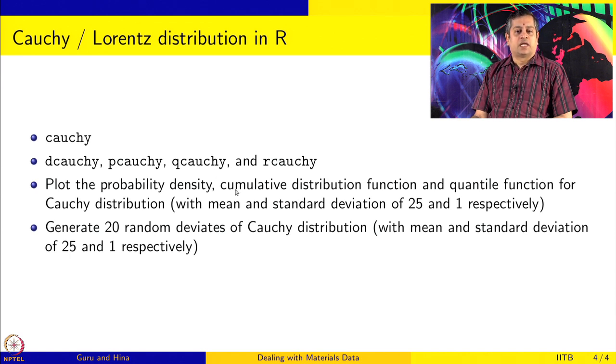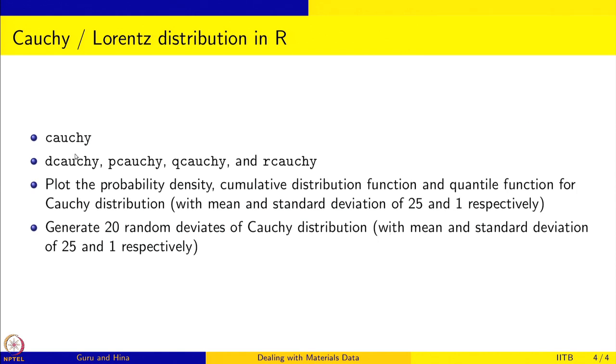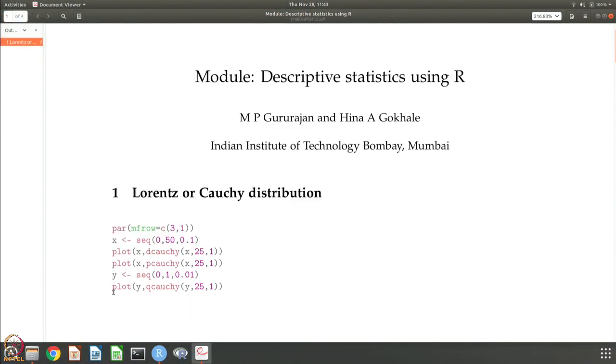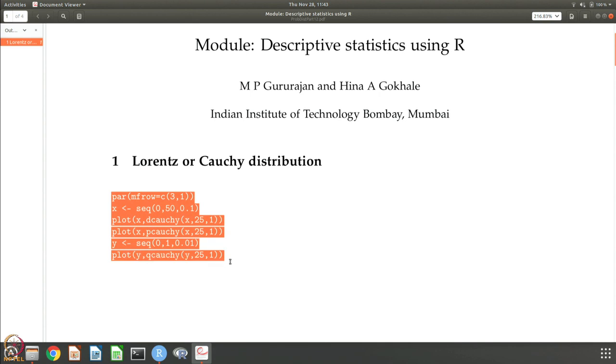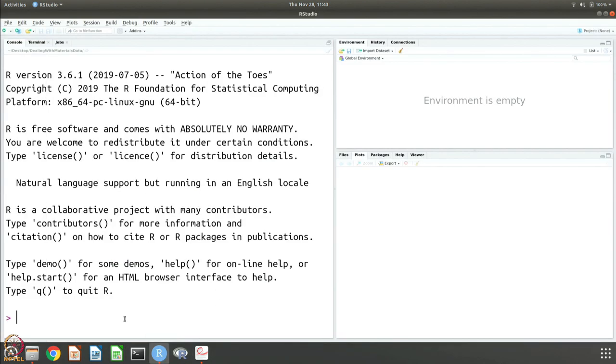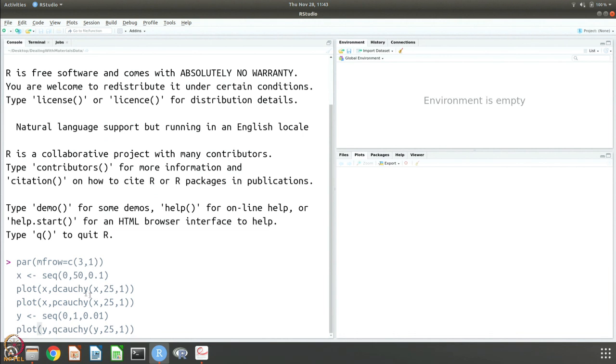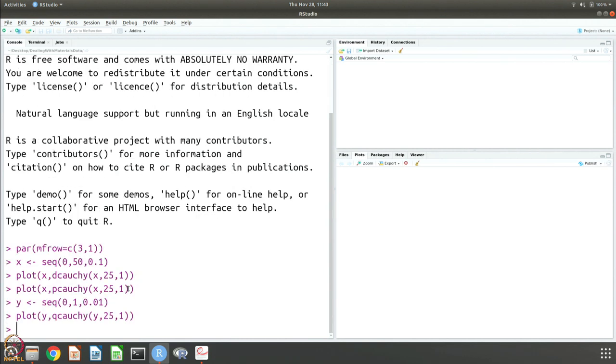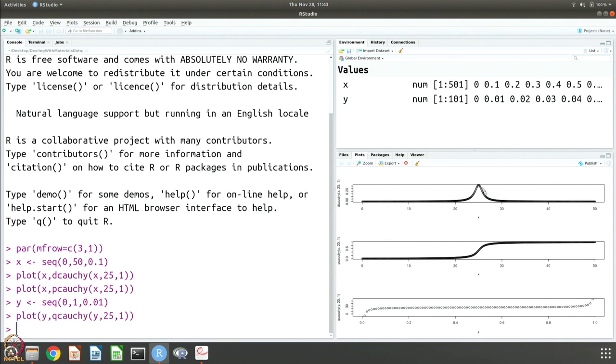And we will generate plots for the Cauchy distribution with the mean position at 25 and the width of 1, for example. And as usual, we will plot and see what happens. We are going to generate three plots. The first one is the probability distribution function, the second one is the cumulative distribution function, and the third one is a quantile plot. And in all cases, we are going to use a mean of 25 and width of 1. And so, this is how the Cauchy distribution function looks.